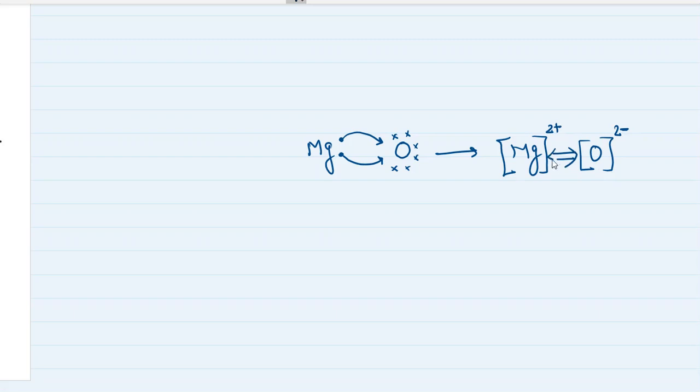Always remember, the atom which loses electrons acquires a positive charge. If it loses 2 electrons, it acquires a 2 unit positive charge. An atom which gains electrons acquires a negative charge. If it gains 2 electrons, it acquires a 2 unit negative charge. This is how magnesium oxide is formed. Its chemical formula is MgO. It's an electrovalent or ionic compound. Very simple. This is known as the Lewis dot structure or electron dot structure.